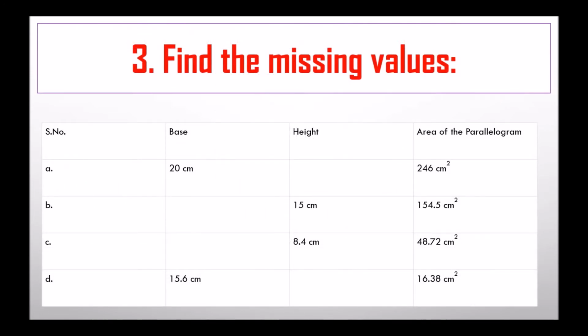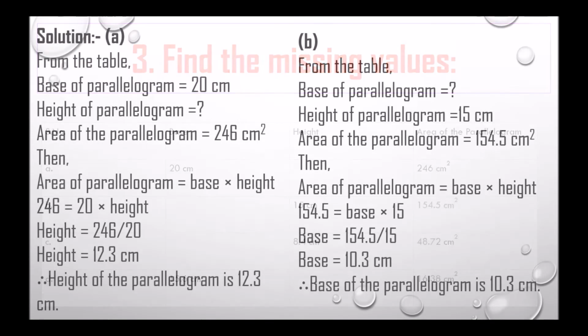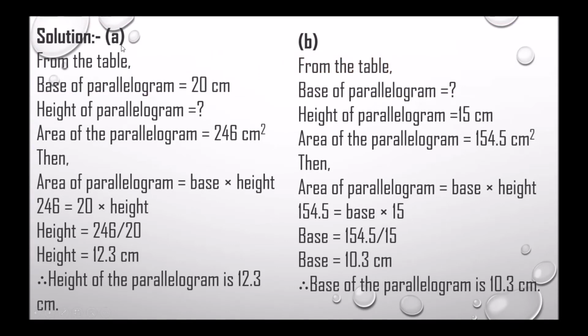Third question, find the missing values. The base, height and area of parallelogram. So missing value we have to find. From A, the base is given 20, height we have to find, area is given 246 centimeter square. So formula is base into height, so 246 equals 20 into height. So height equals 246 upon 20, that is 12.3 centimeter.